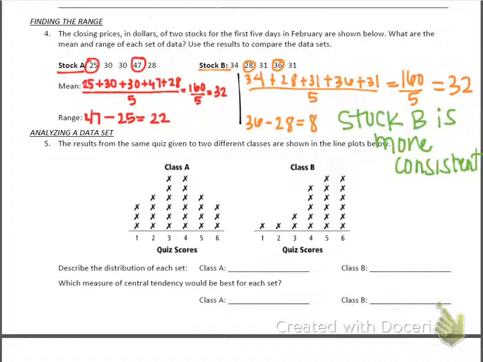Okay, so your exit ticket is number 5. I'm going to pass out your homework log and your worksheet for homework tonight. And then I'll check your number 5 before you leave. So that's your exit ticket for today.